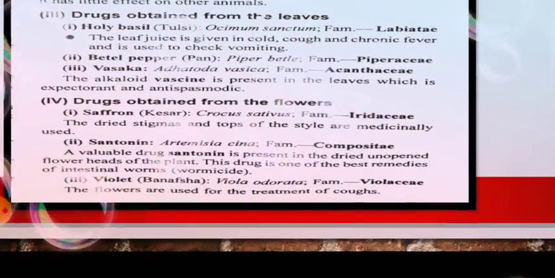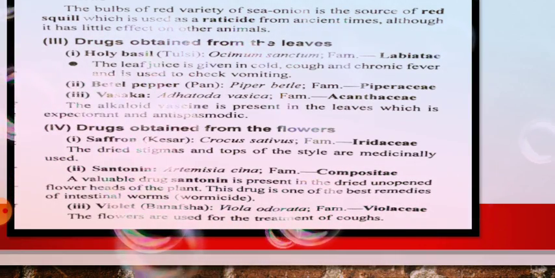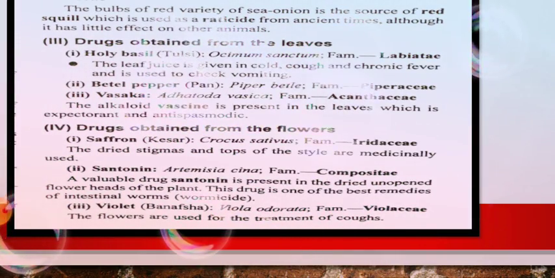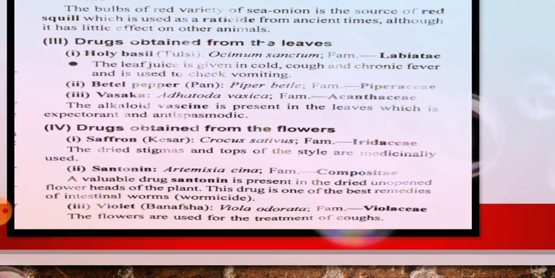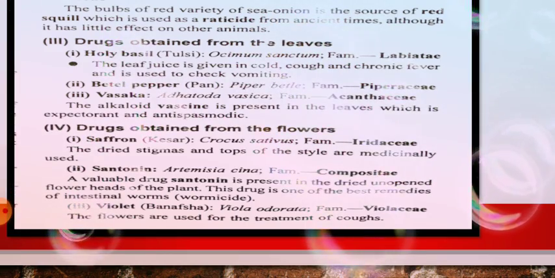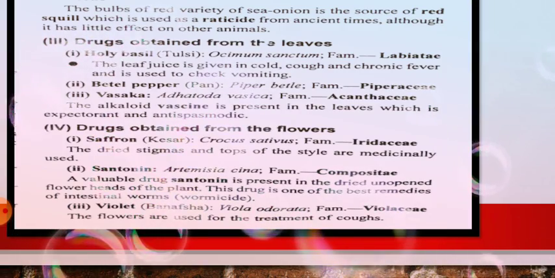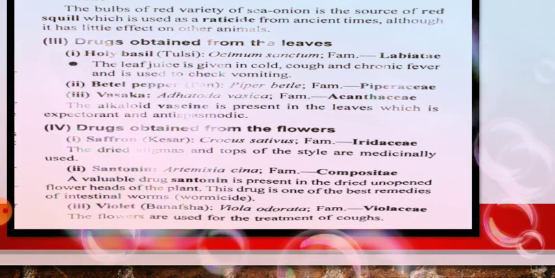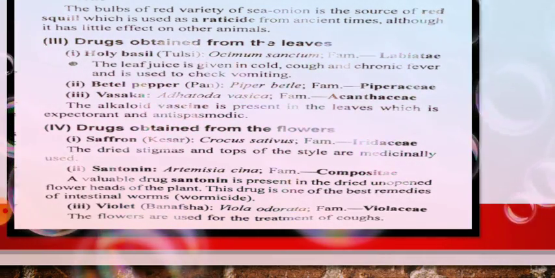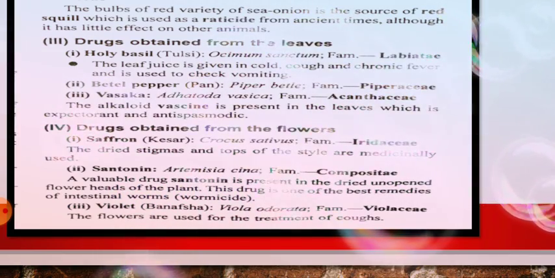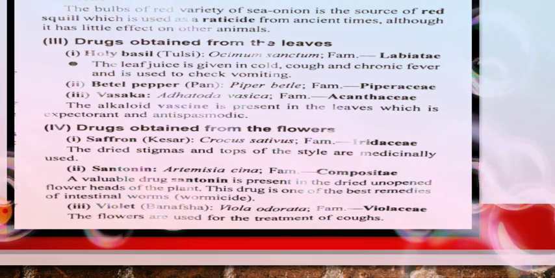So let's come to the drugs obtained from the flowers. From different flowers we also obtain various types of drugs, and in most cases we just use the kesar or saffron. All of you know about that, and it's yellowish orange in color. It has various uses also. Its scientific name is Crocus sativus, and it belongs to the family Iridaceae. The dried stigmas and the tops of the styles are medicinally used.